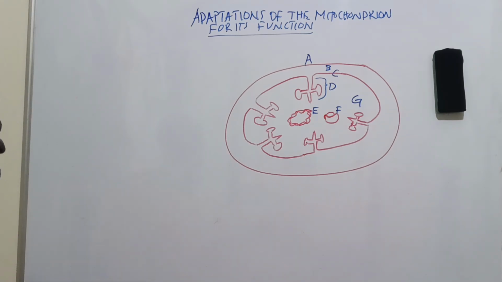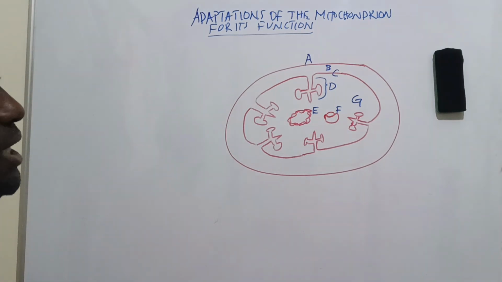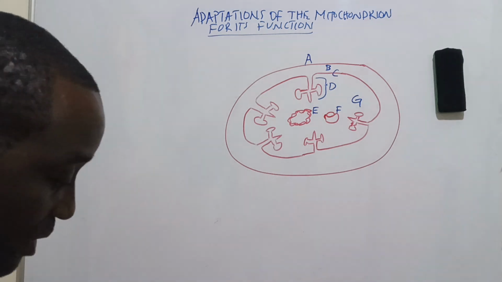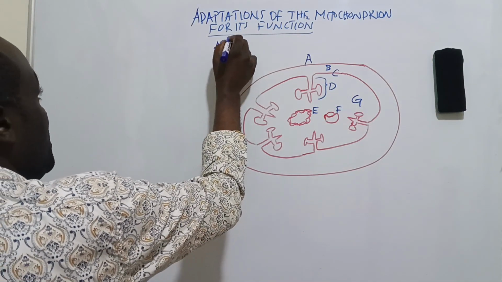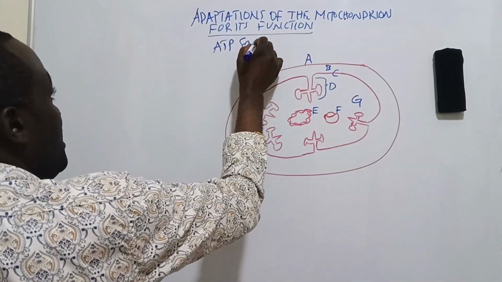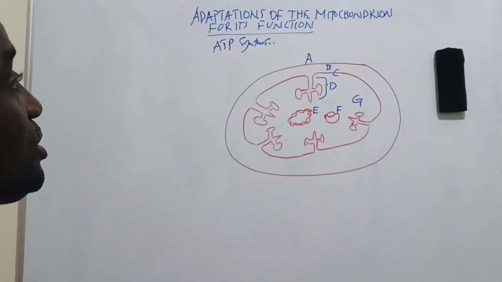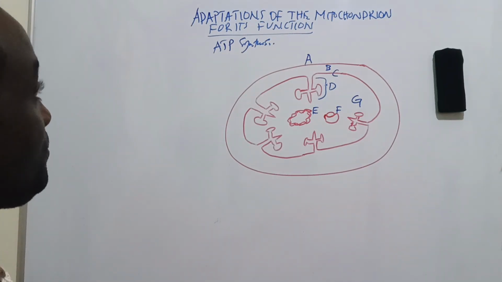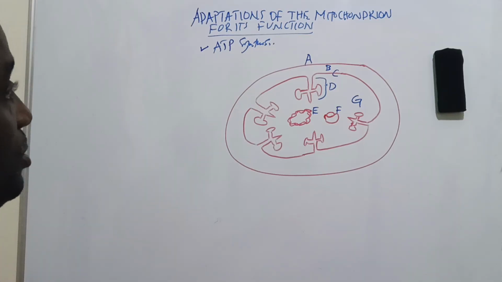So, of course, the function we're talking about here is the main function, though there are many. Let's put forward the function of generating ATP, its function of ATP synthesis. How is it adapted to its function? But there are also other functions, as we shall see. But the main one is ATP synthesis, okay?